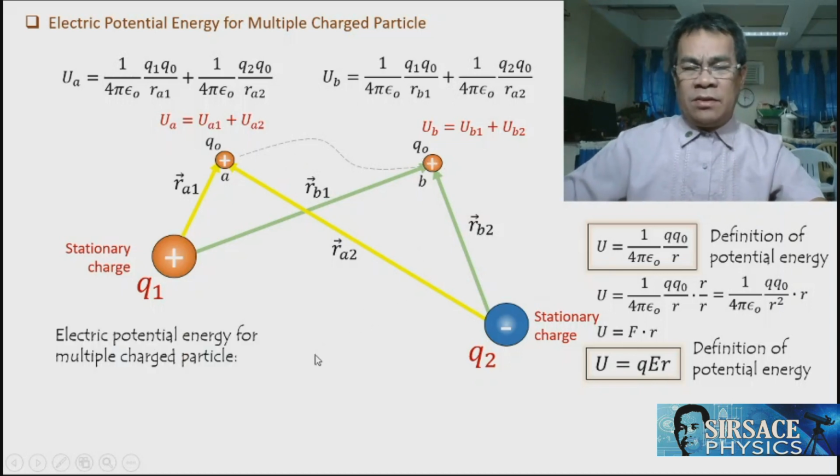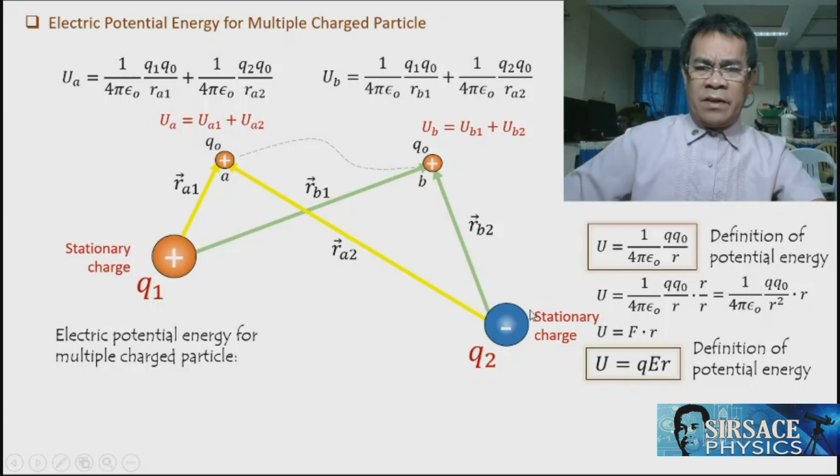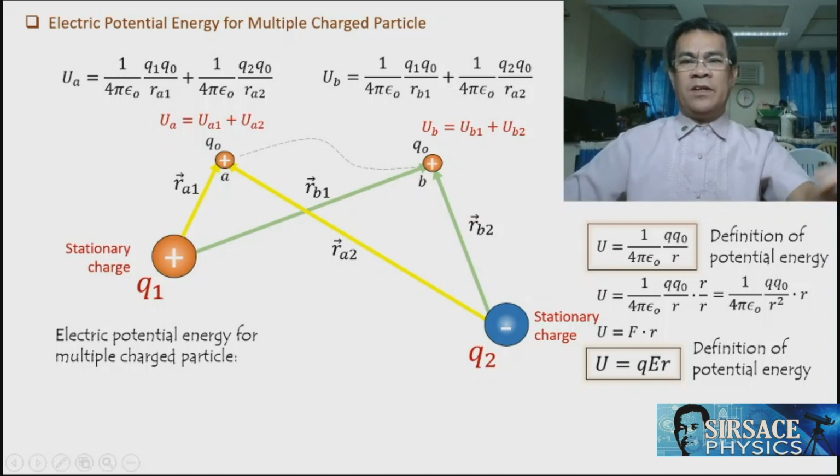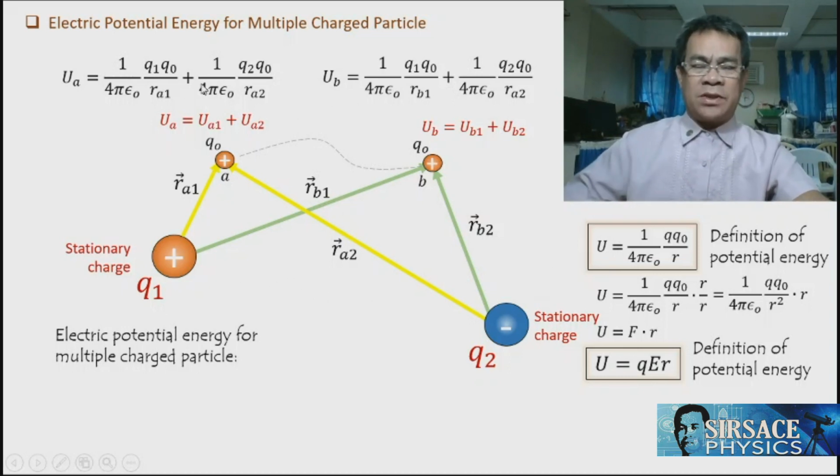Okay, so therefore, what will happen if there are 3 or more? What will you do? How will you compute the energy at this point and this point also? If there are 3, then you also have 3 terms here. So you have to add the 3 energies produced by the surrounding 3 charges. If there are 4, then this will become 4 terms also.